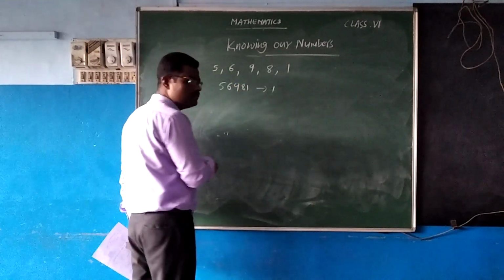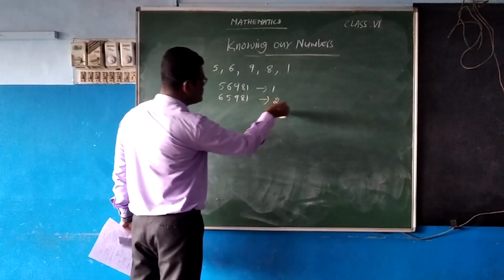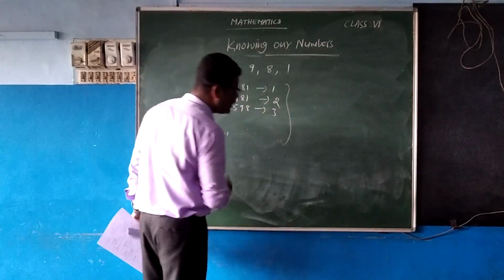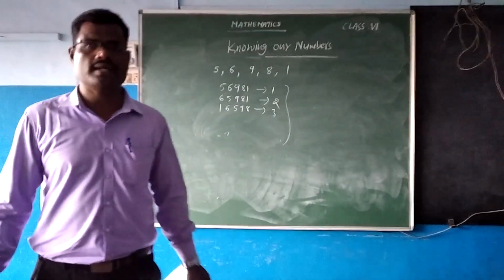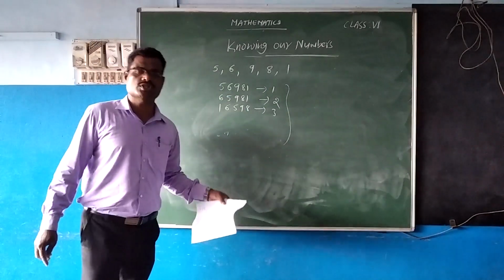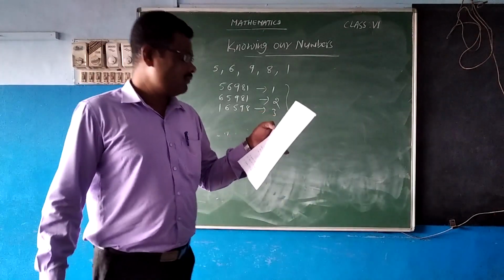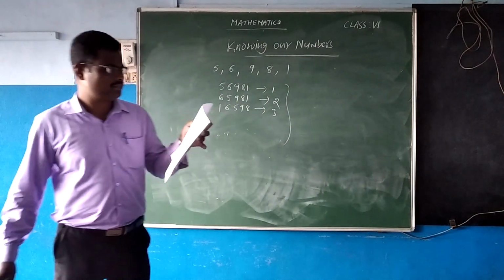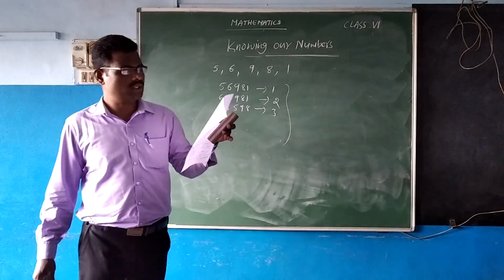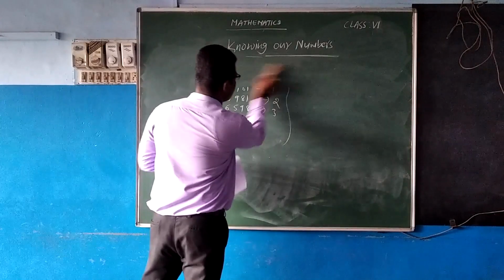This is the first set of numbers. 6, 5, 9, 8, 1 is the second set of numbers. 1, 6, 5, 9, 8 is the third set of numbers. If we continue with this, we can form several sets of numbers, isn't it? Now we have to form the number by using the digits without repetition.